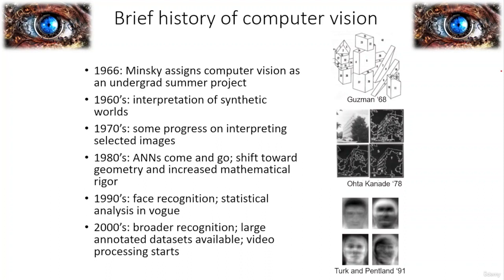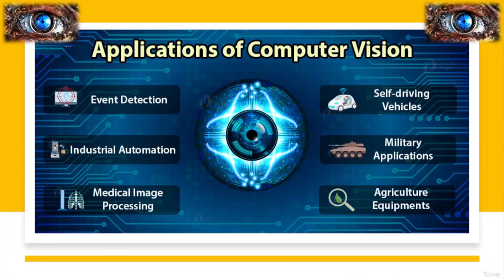For example, in smartphone applications, you can detect faces, you can generate a panorama, etc. Computer vision has a wide range of potential real-life applications across various fields, such as self-driving vehicles, military applications, event detection, industrial automation, agriculture equipment, medical image processing.